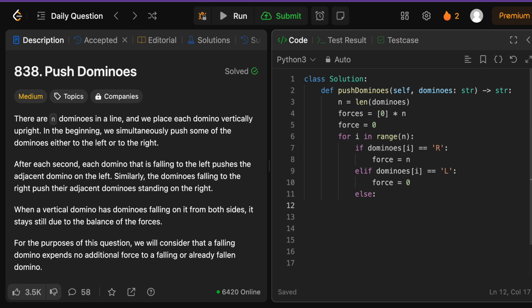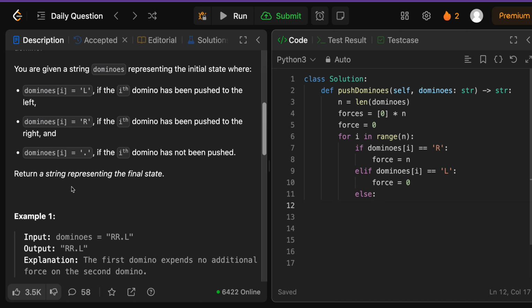The else conditional would basically just cover all the dominoes that are periods, or basically all the dominoes that don't have any forces. They're, in other words, basically just still, or they haven't been pushed. They have no force in either direction. And if that's the case, we want to get our force, and we want to maximize it to be, of course, force minus 1, or just 0, right?